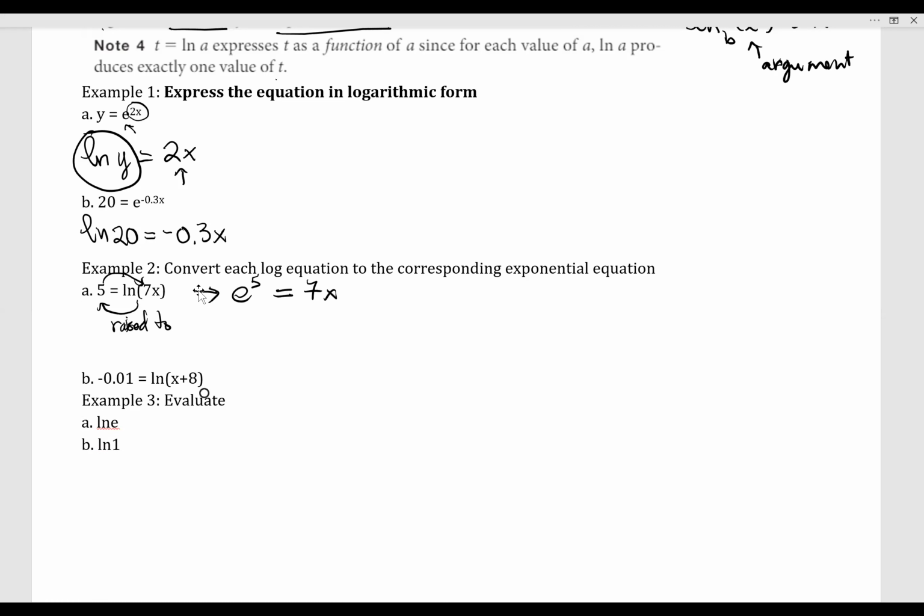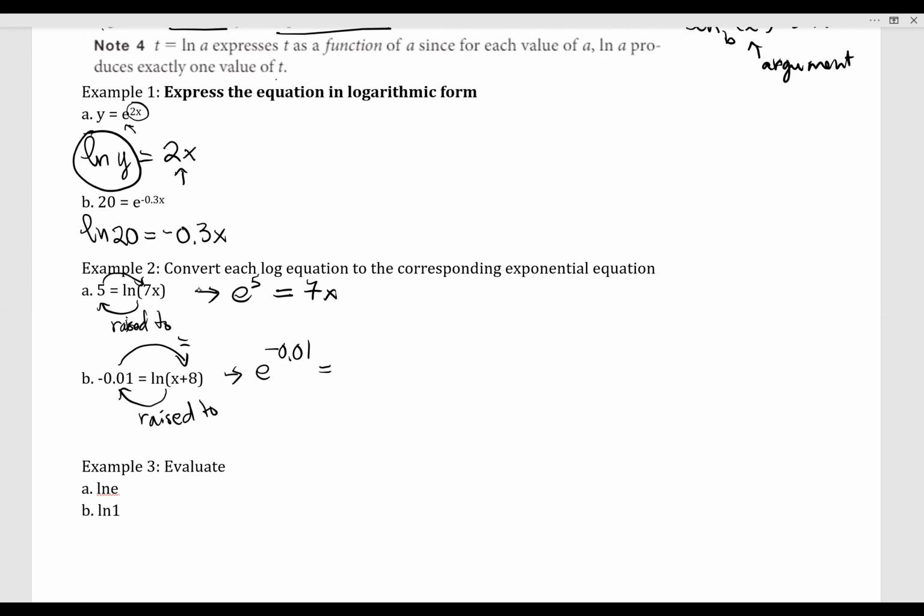Now let's move to B. Similarly, you will have base e raised to negative 0.01, right? Equal to the argument, x plus 8, right? So I'm going to have e to negative 0.01 equal to x plus 8. Okay, so that's the answer.